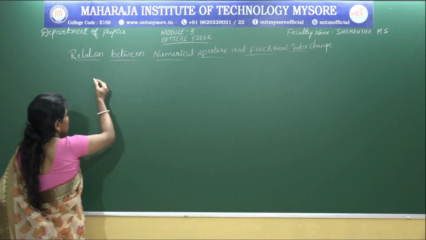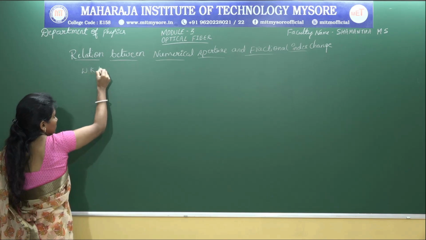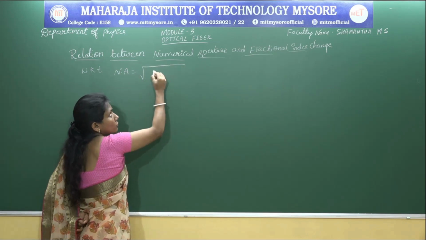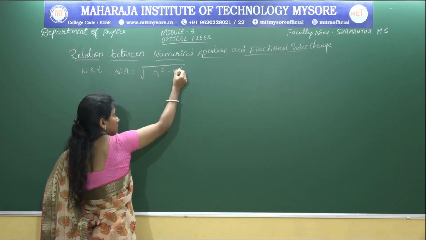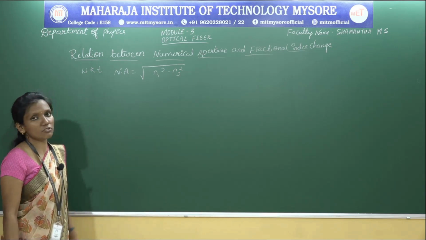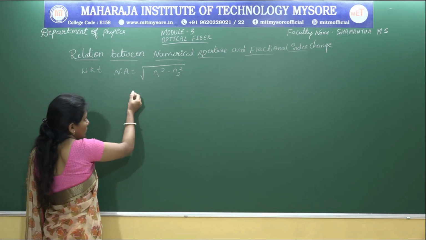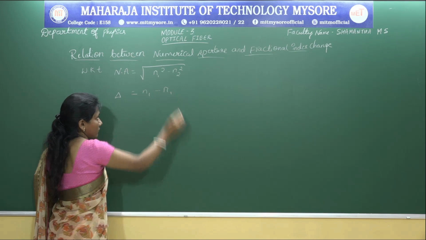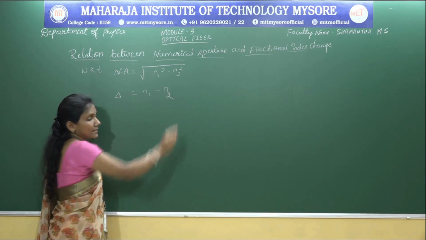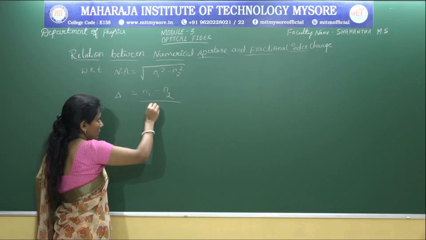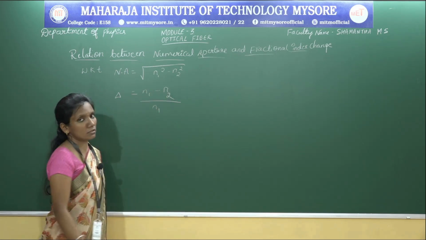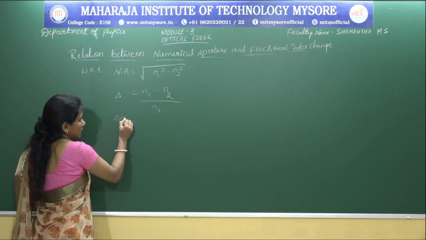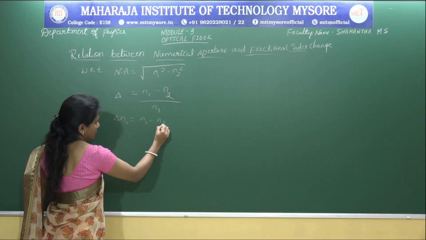Numerical aperture is equal to root of n1 square minus n2 square, right? And what is the fractional index change? We represent it as delta, which is equal to the difference between the refractive index of the core and cladding, to the refractive index of the core. Just rearranging that, delta n1 is equal to n1 minus n2.